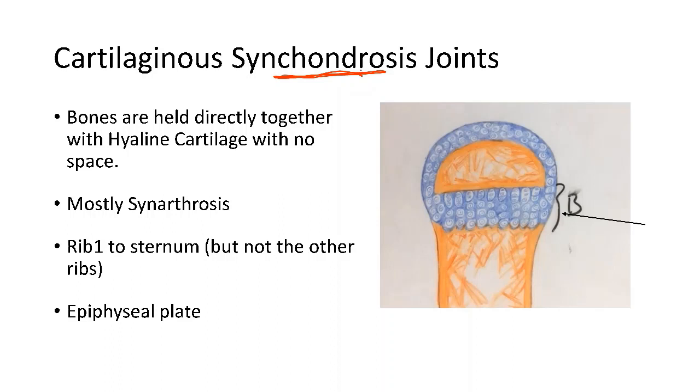The epiphyseal plate is considered a joint because we have 2 separate pieces of bone. This drawing is one from the lab where we have the epiphyseal plate showing this synchondrosis joint.